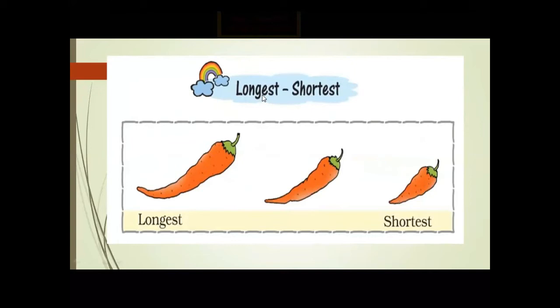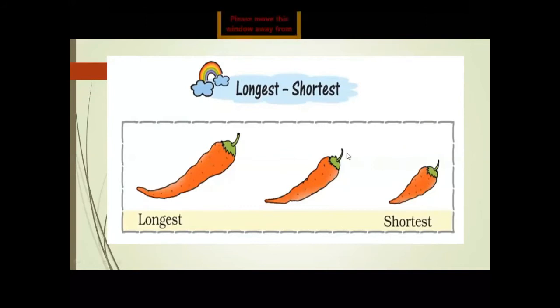So we use the term longest for the long thing. And which one is the smallest? This one is short, so it is called the shortest one. Whenever we talk about more than two objects, we use the terms longest and shortest. For the long thing we use longest, and for the short thing we use shortest.